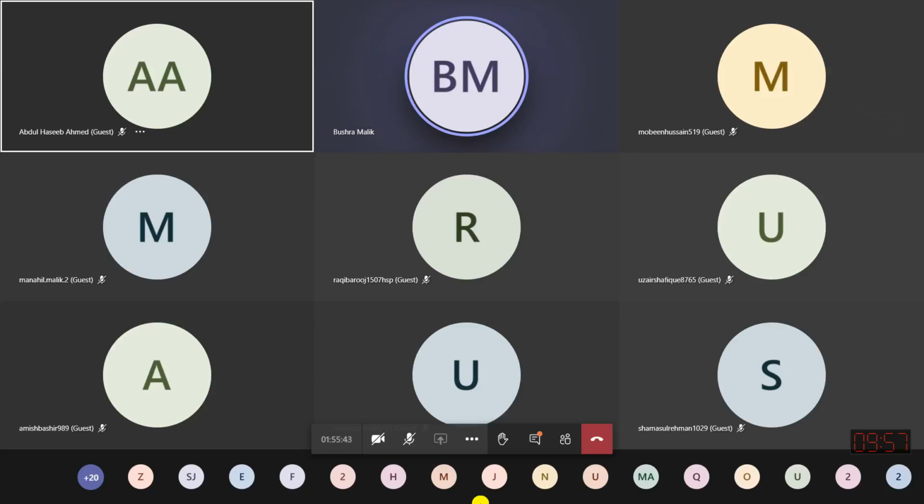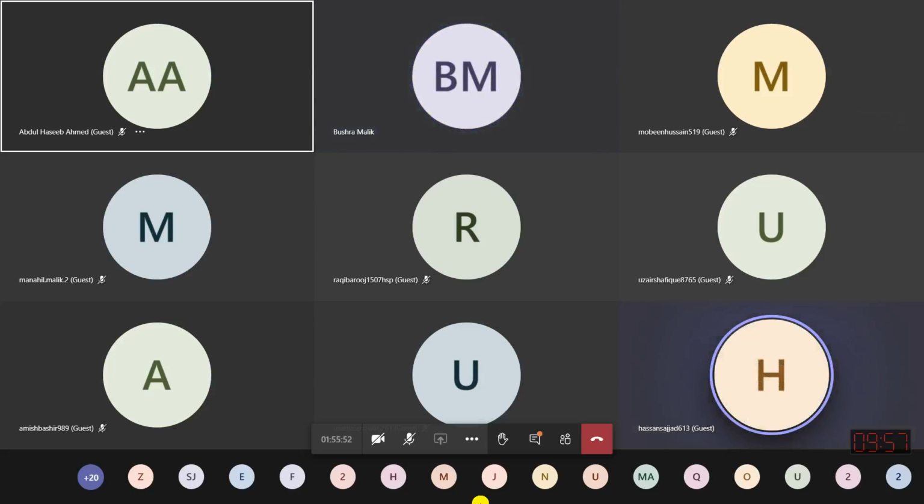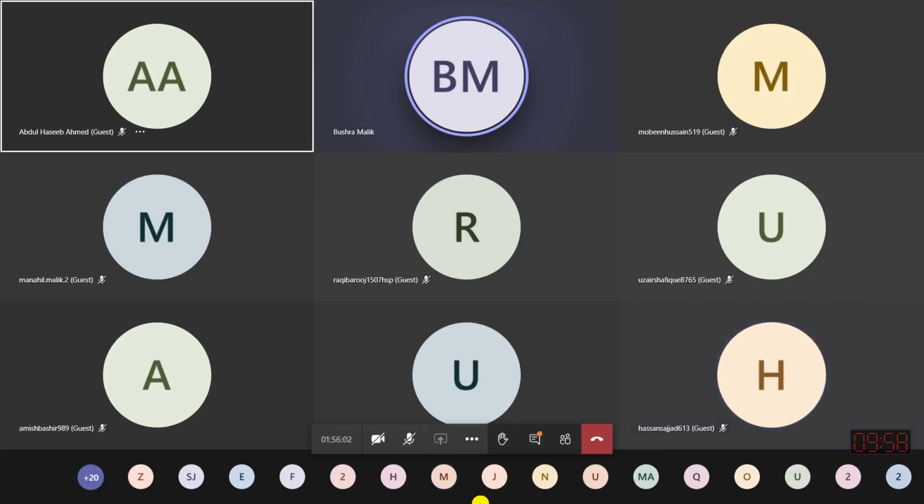Hassan, is everything clear to you? Yes, ma'am. There are quite a few Hassans, four Hassans. Which one? Acha, we have four Hassans in the class. I only noticed one at first, so I asked him. So, Laiba, are you here? Manahil and Laiba. Yes, ma'am.